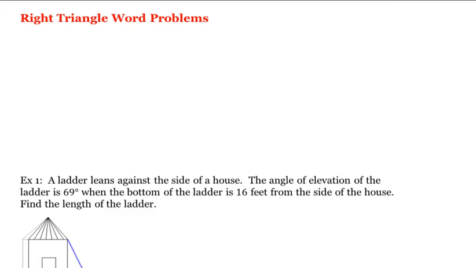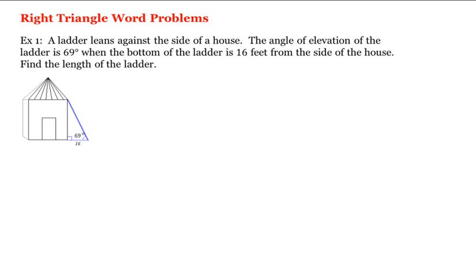Let's look at right triangle word problems. For example, a ladder leans against the side of a house. If the angle of elevation of the ladder is 69 degrees when the bottom of the ladder is 16 feet from the side of the house, let's find the length of the ladder. So let's let x equal that length.